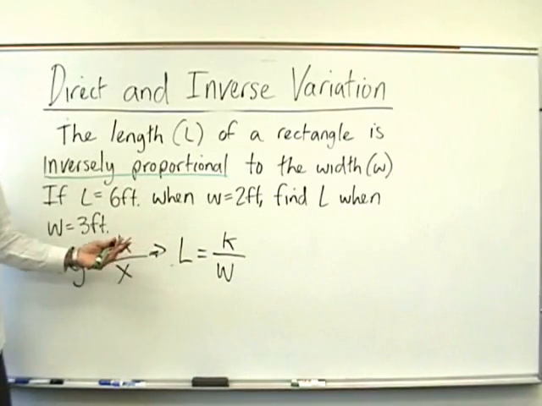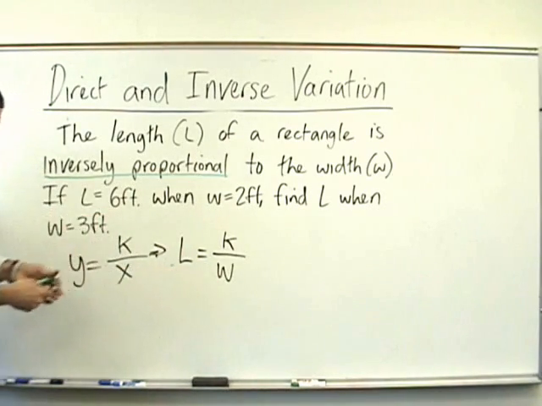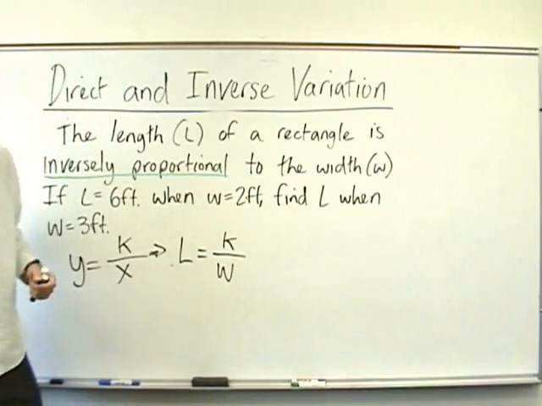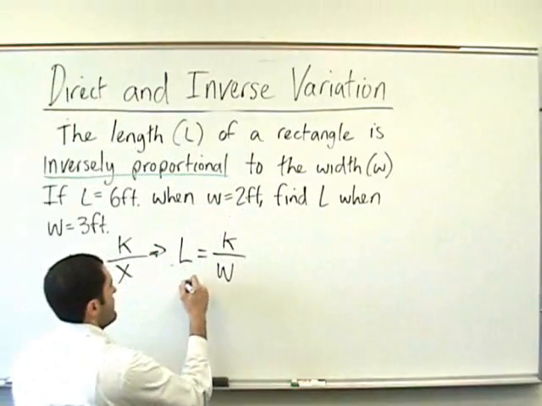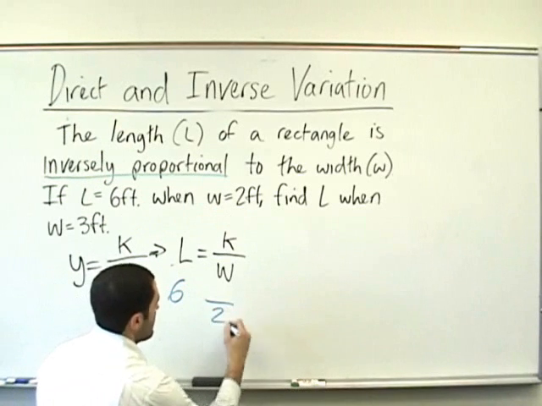If the length is 6 feet when the width is 2 feet, let's plug in. Instead of length, we write 6. Any questions on this? Instead of W, we write 2.